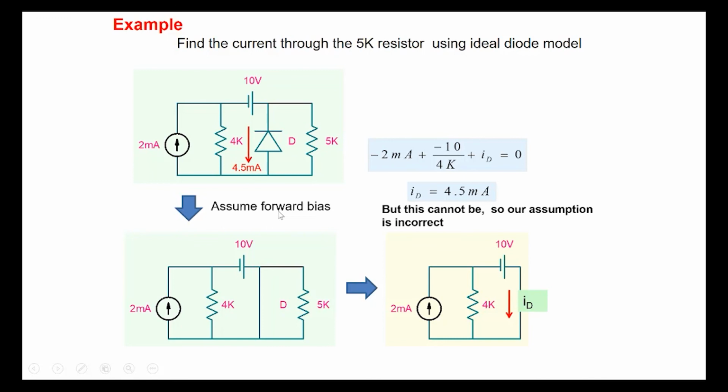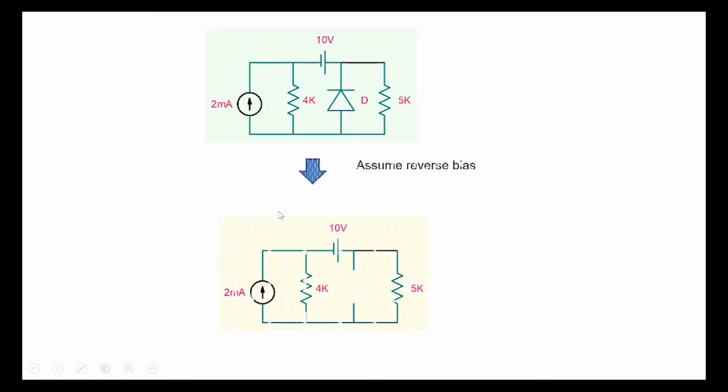So it is incorrect. And so we have to go back and solve the circuit by assuming it to be open circuit here. So now you open it and you do the analysis and you'll get the right answer, because now we've already proved that the diode is not in forward bias, so it has to be reverse bias. And in reverse bias it is open circuit. So solve the circuit and get the answer that you're looking for.